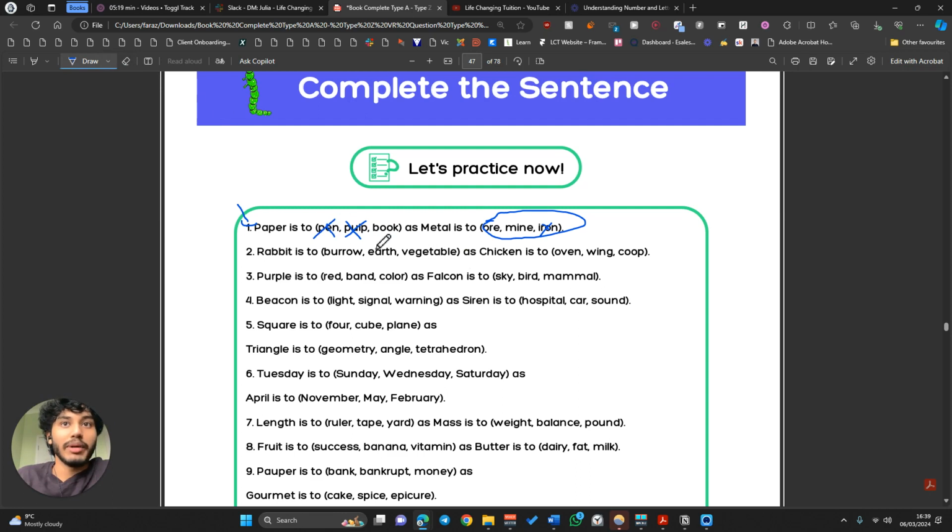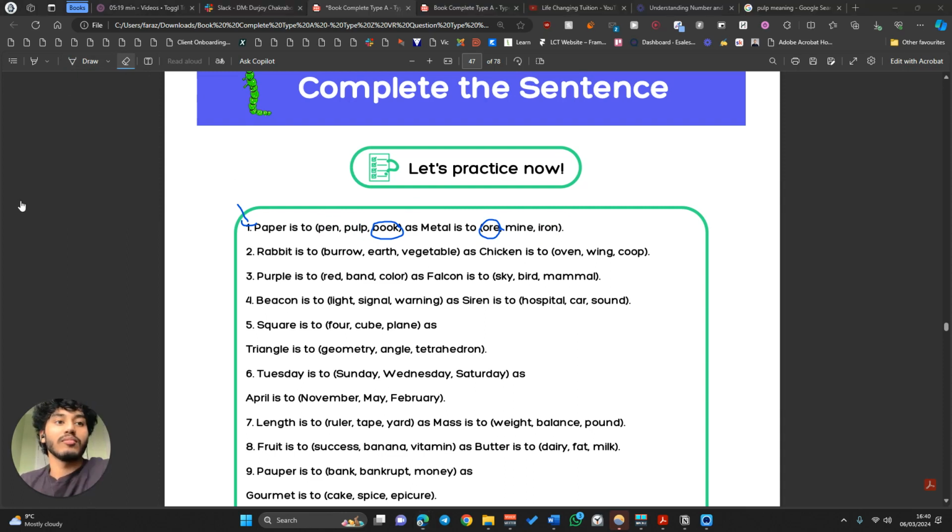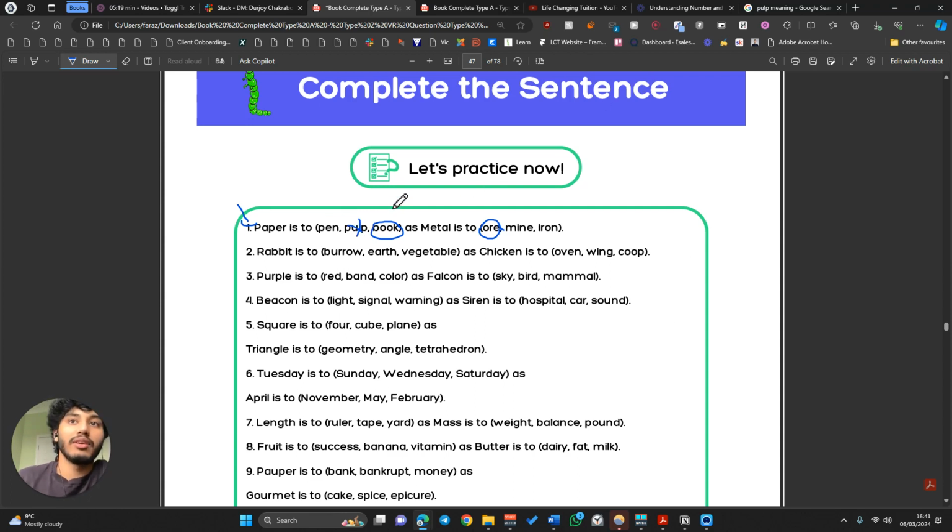So we have to cross out pen. And the reason why book is going to work is because paper is found in a book, the same way metal is found in an ore. And that is the best logical relationship that we can come up with. I think the answers here on this book, actually, they've got it as pulp to ore. I think that's just a mistake, so hopefully that'll get fixed. In my opinion, the answer is book to ore.